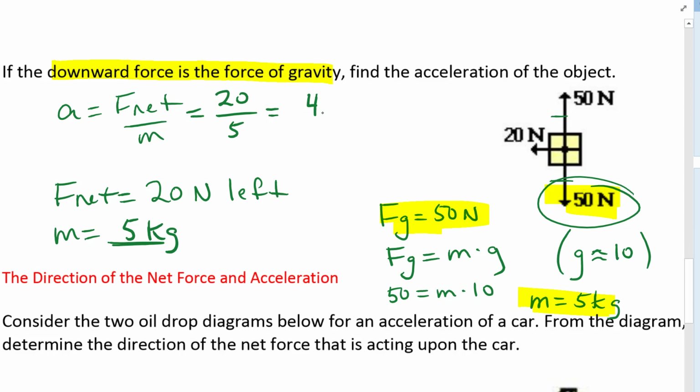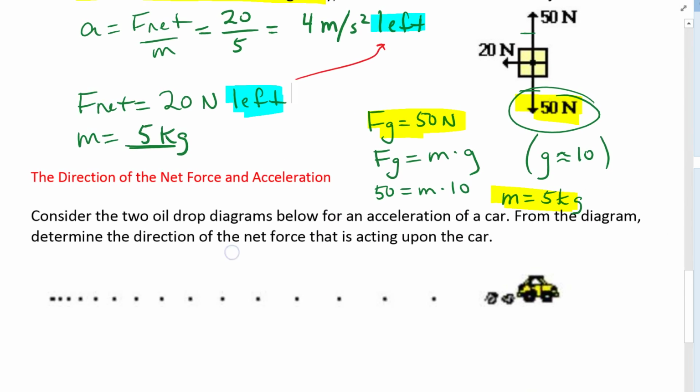Now this acceleration is a vector, so it has a number, it has units, meters per second squared, and it has direction. Now whatever the direction is of the Fnet, that's going to be the direction of the acceleration. So that's always the same. Whatever the direction is for the net force, that's going to be the direction for the acceleration. In fact, that's what we're talking about right here.